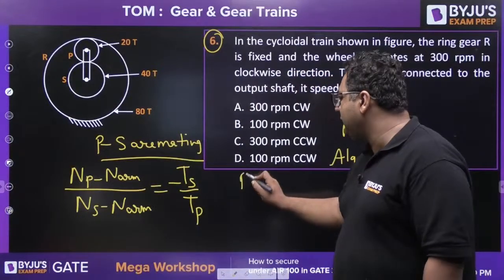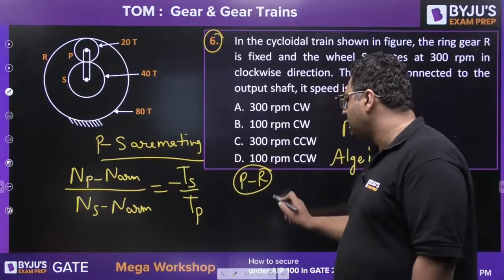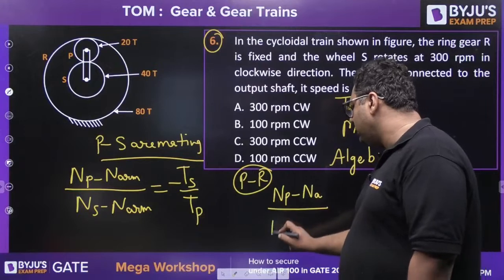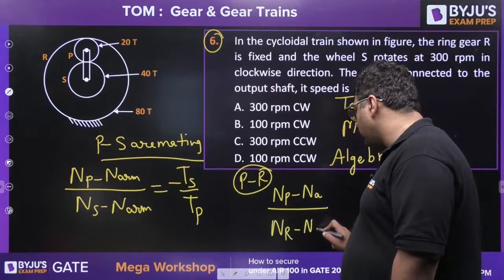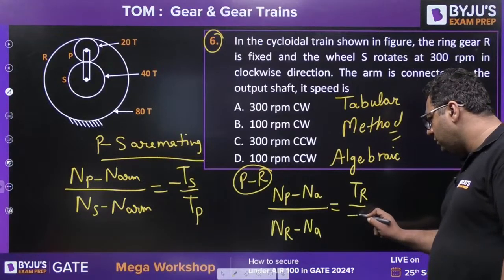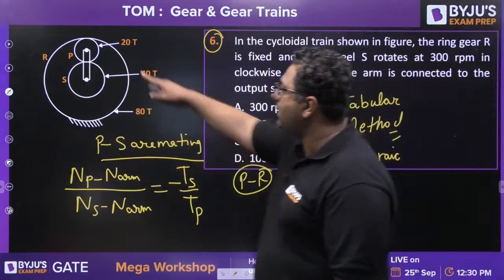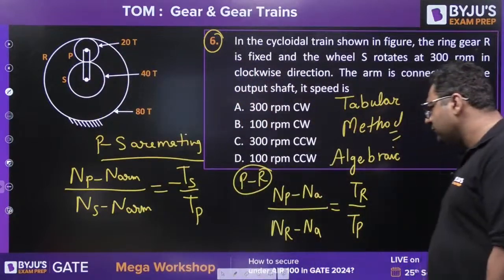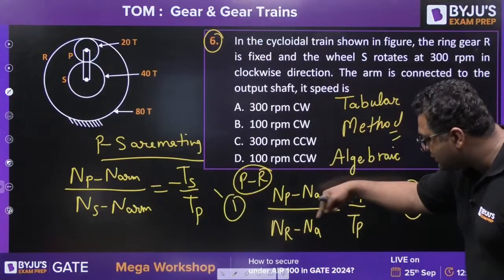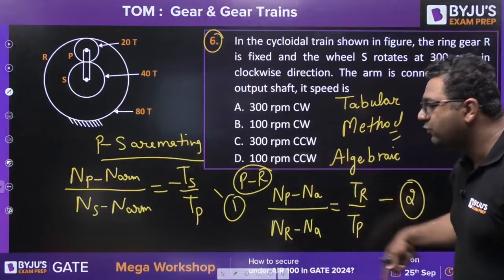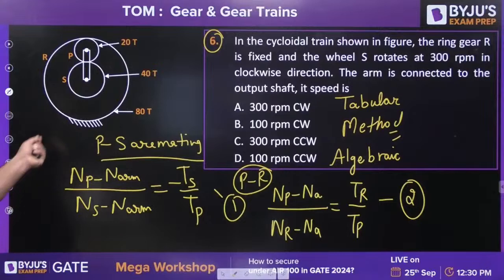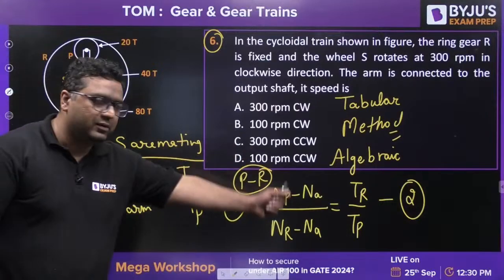Second, we can write pinion and ring are also connected. So pinion minus arm divided by ring minus arm is TR divided by TP. Because it is internal gearing, the sign will be plus. This is equation 2. This is equation 1. Just inverse it, multiply them, you will get the answer. So I have given you the equation for the algebraic method.